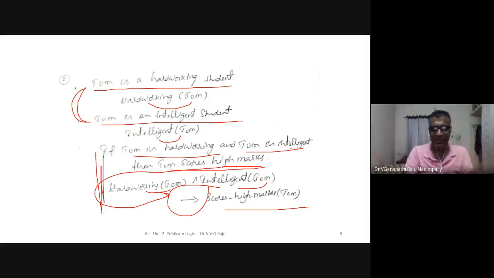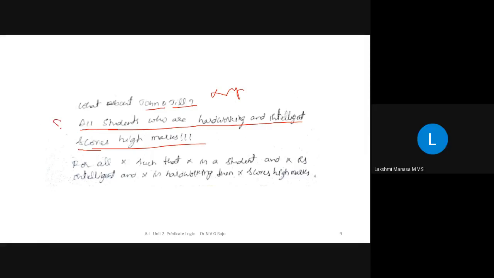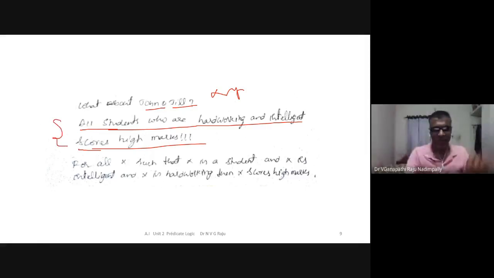Can I write like this? Tom is hardworking and Tom is intelligent. Now, Tom scores high marks. Can I write that all students who are hardworking and intelligent score high marks? Can I use this statement? Generally speaking, please now answer me. Yes, sir. Yes. Generally speaking, it is true. It is a universal truth. Please, no one will disagree.